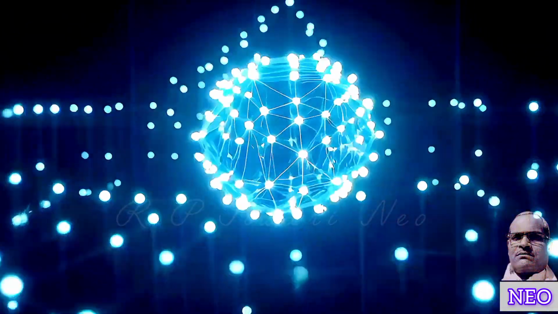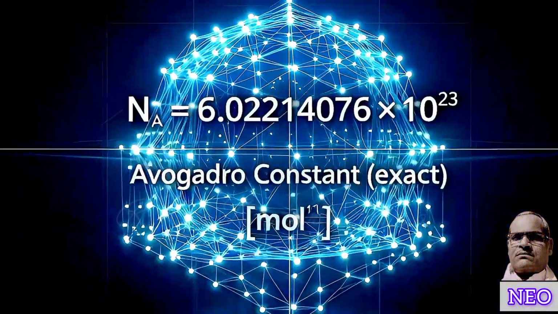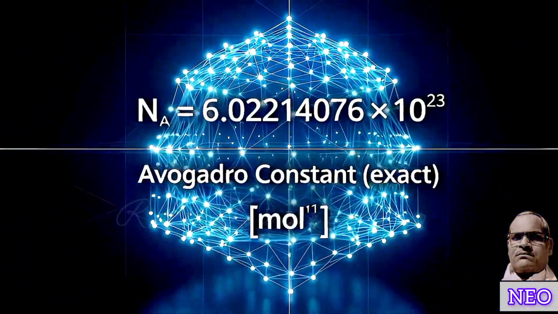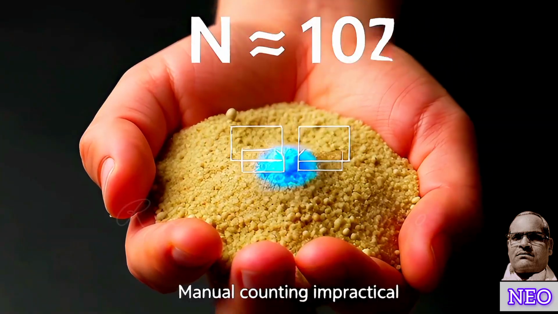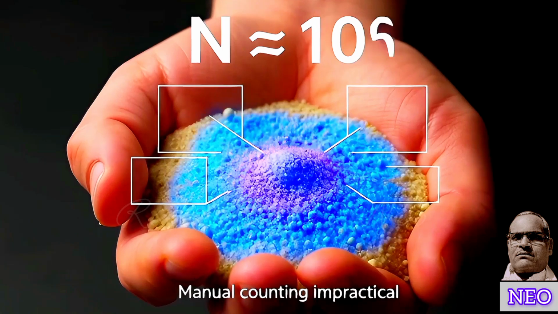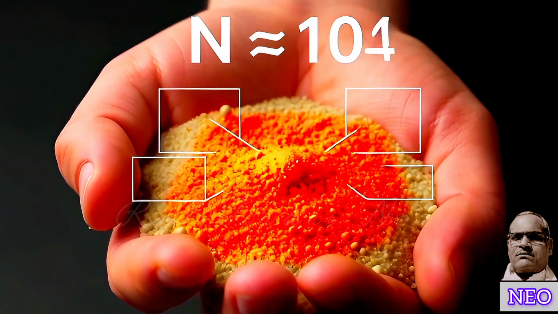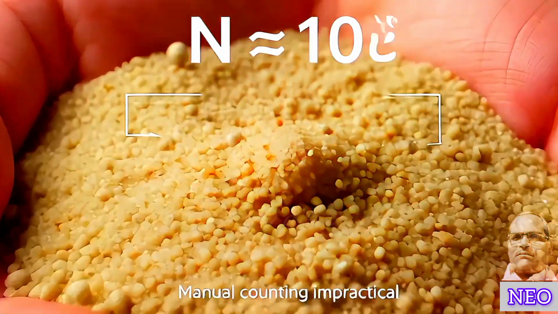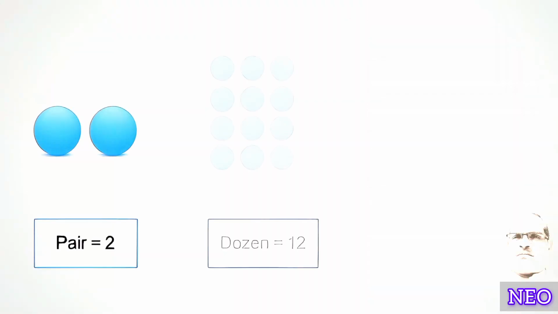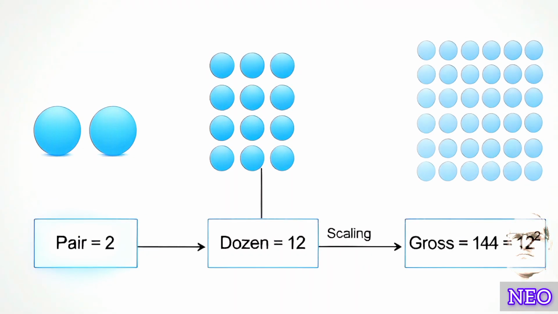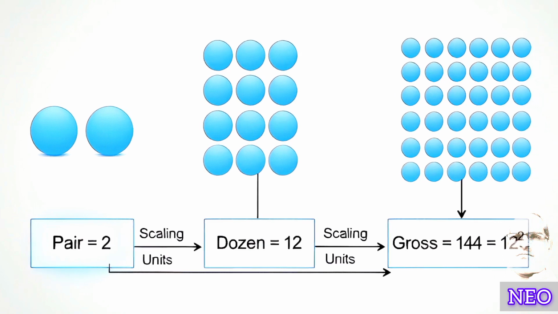There exists a number so large that counting it would exceed the age of the universe. Even a small handful of sand contains billions of grains, far beyond direct counting. To manage large quantities, we group objects into units: pairs, dozens, and beyond.